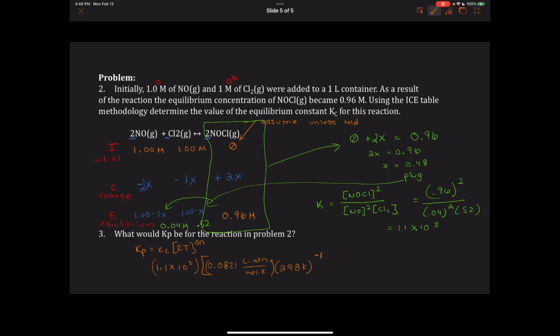So we're getting that delta n by my moles of product being 2. My moles of reactant will be 2 plus 1, which is 3. So product minus reactant gives me -1, which will give me a Kp of 45.